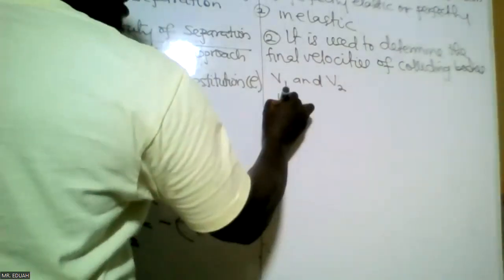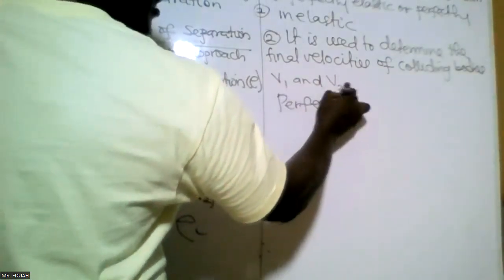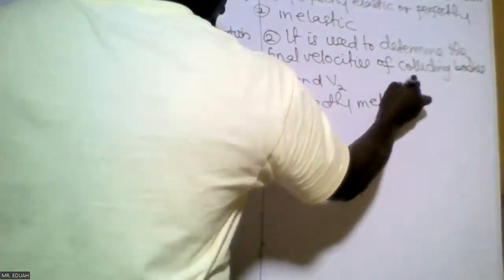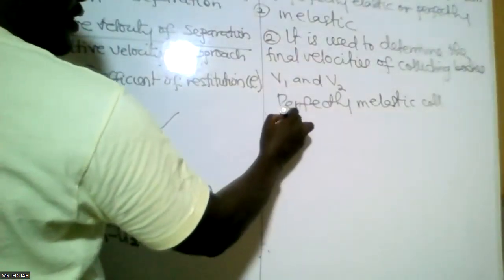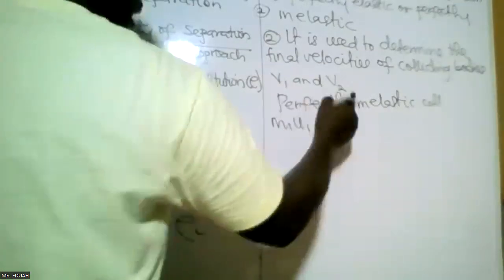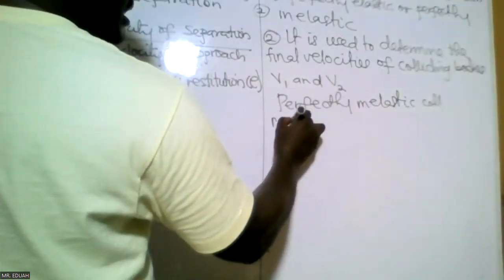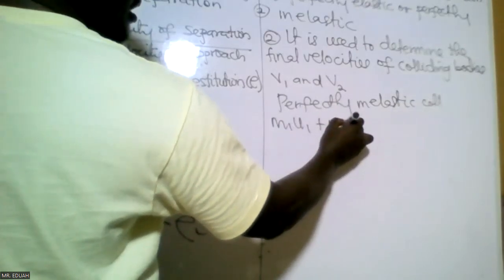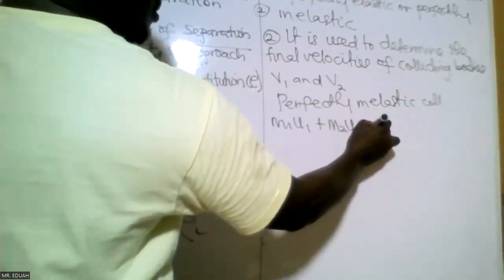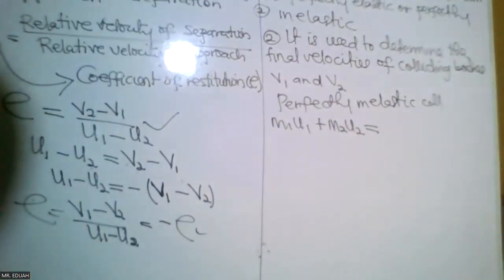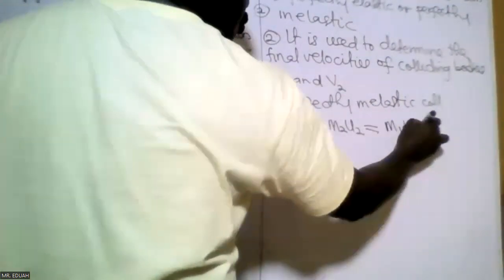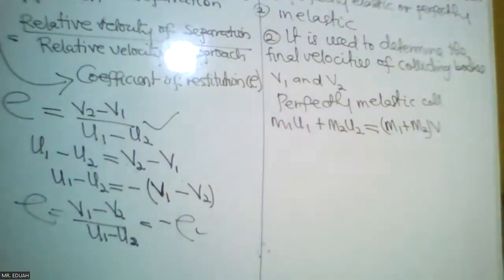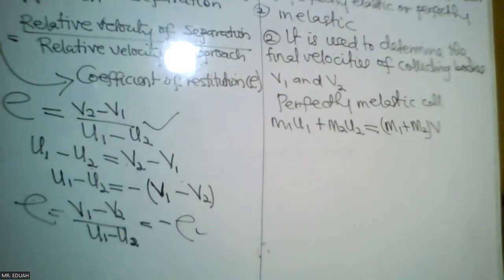For perfectly inelastic collision, this is the equation. Momentum is conserved: M1 U1 plus M2 U2, whether they are moving in the same direction or not. But what happens is that after collision, the bodies combine, M1 plus M2, and they move with a common velocity. So the final velocities of 1 and 2 are the same.